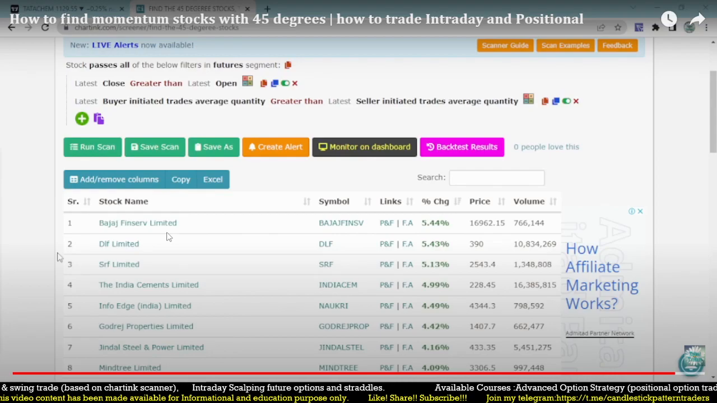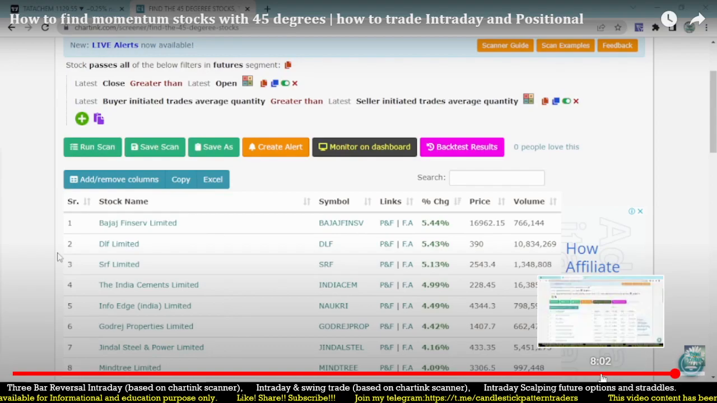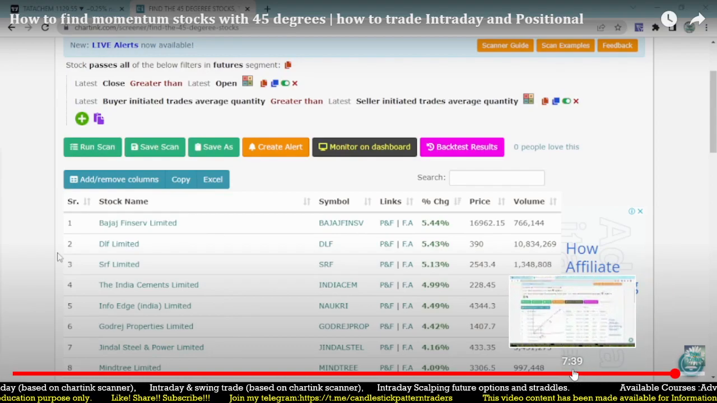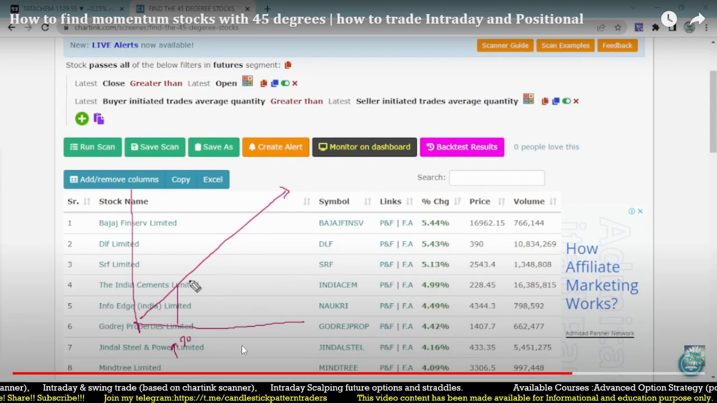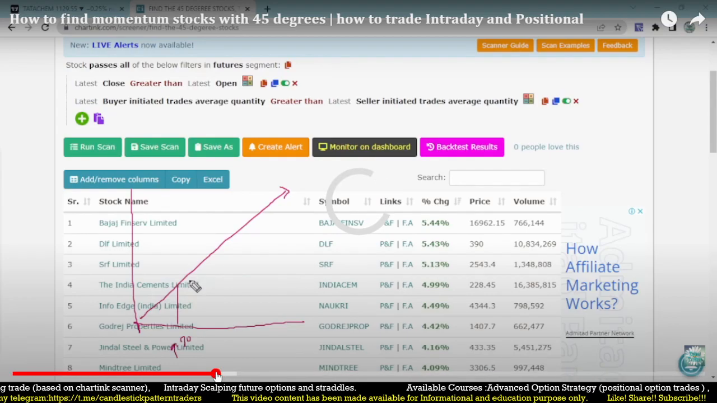DLF, SRF, India Cement, Info-Edge, Godrej, Jindal Steel and Power, Mindtree and some other stocks will be in the list. The 10th stock would be Ashok Leyland. So we can see 8 stocks here, but I searched and I'm not finding all 10 stocks, even though I'm trying. But the 10th stock would be Ashok Leyland.